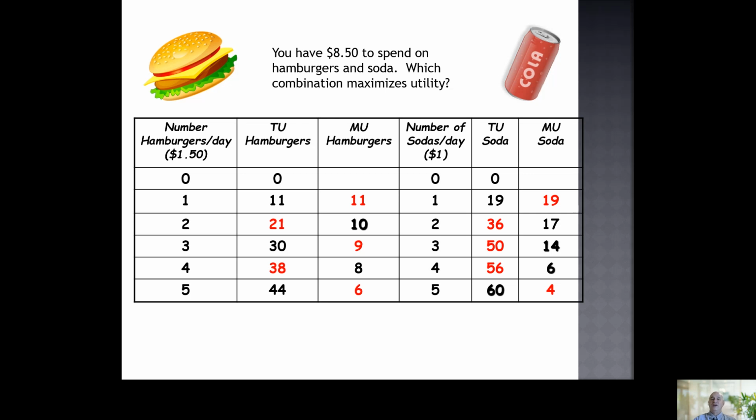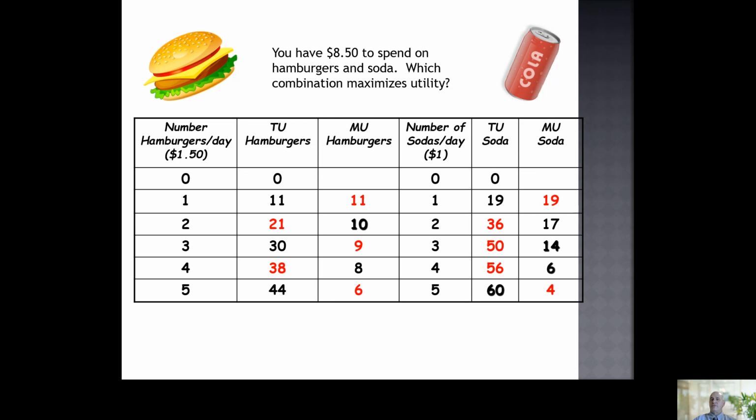My third soda gave me 14. So I went from 36, add 14 to that, and you get 50 units of satisfaction from 3 sodas. My fourth soda only gave me 6 more units of satisfaction. So I go from 50 to 56 units. So you'll notice that as you consume more hamburgers and soda, your marginal utility goes down.